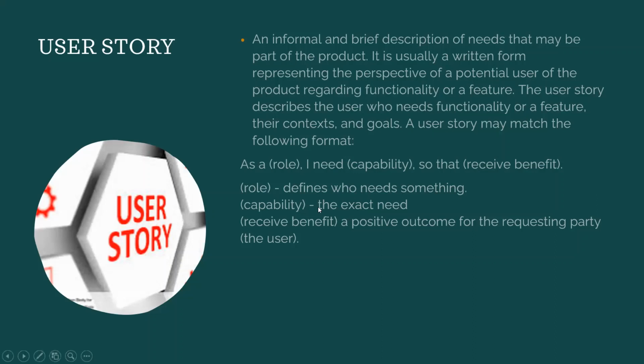Capability is what do you actually want to do? That is the capability. And when you want to do something, what is the benefit? Why do you want to do it? So receive benefit is the value that this activity is going to bring to you. That is the high level definition of a user story.